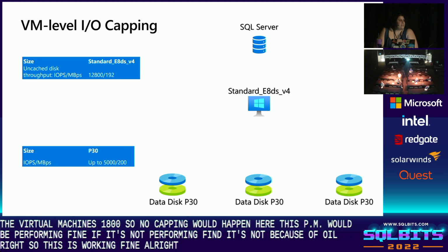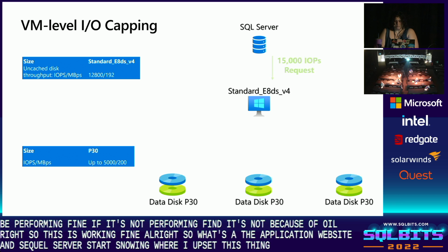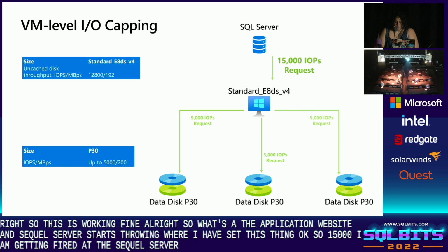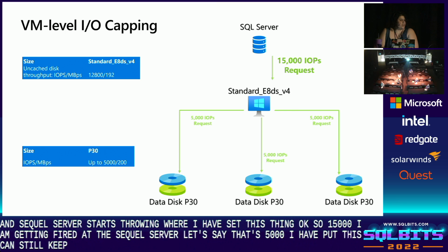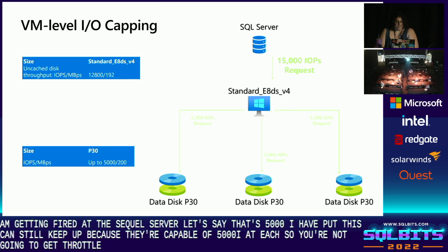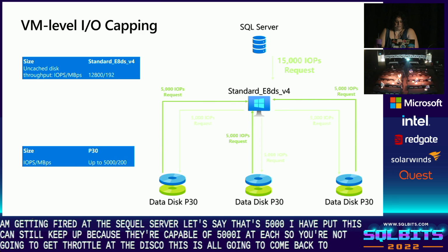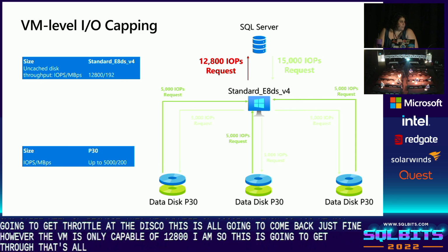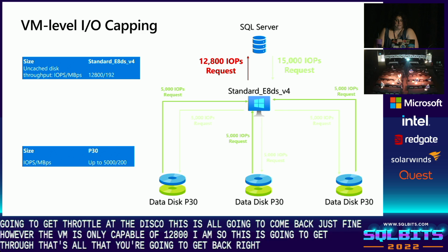All right, so let's say the application ramps up and SQL Server starts throwing more IOPS at this thing. Okay, so 15,000 IOPS getting fired at the SQL Server. Let's say that's 5,000 IOPS per disk. Disks can still keep up because they're capable of 5,000 IOPS each. So you're not going to get throttled at the disk level. This is all going to come back just fine. However, the VM is only capable of 12,800 IOPS. So this is going to get throttled. That's all that you're going to get back, right? Now, is this a problem?